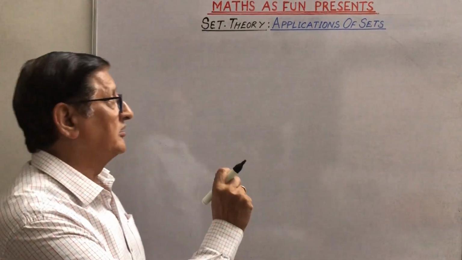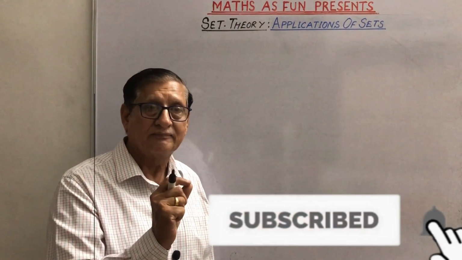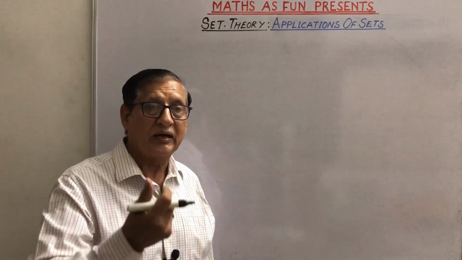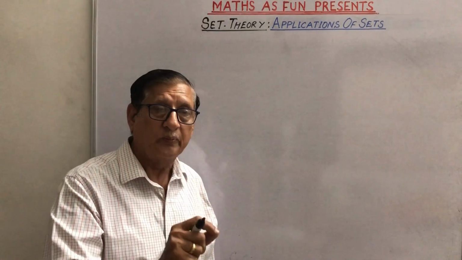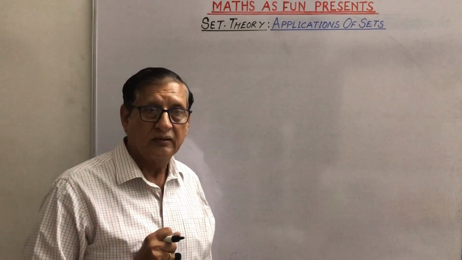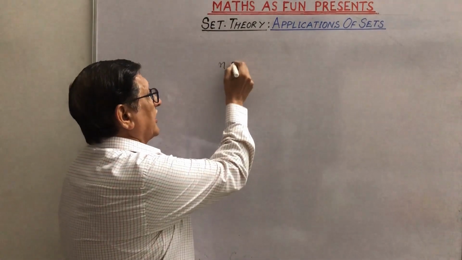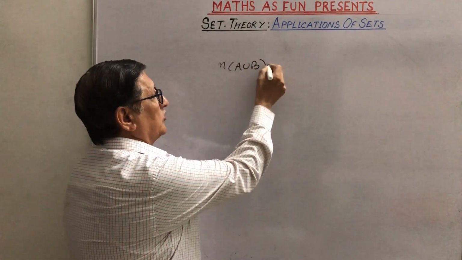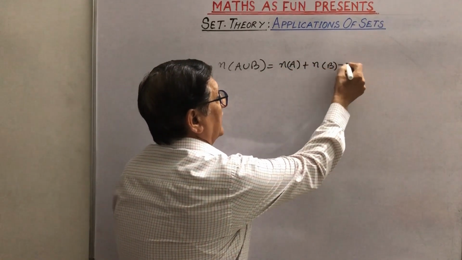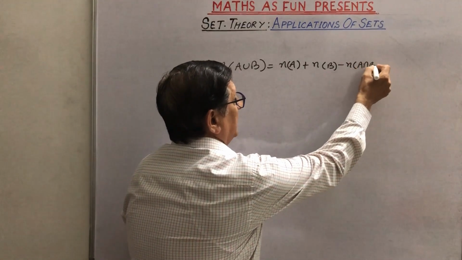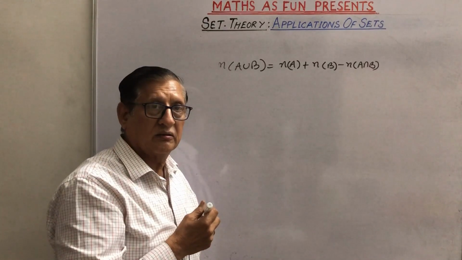See what we have done, we have already learnt about the number of elements in a set A, that is represented by n(A). And we have also learnt about some of the laws, some of the properties of these number of elements in the sets. Like we have learnt n(A union B) is equal to n(A) plus n(B) minus n(A intersection B), in case we have any two sets A and B.